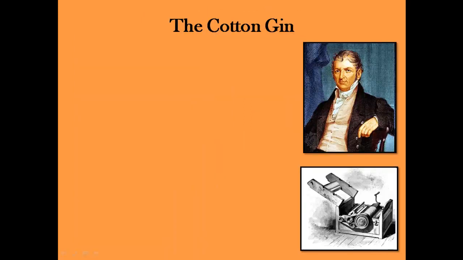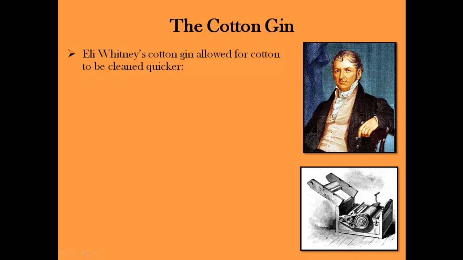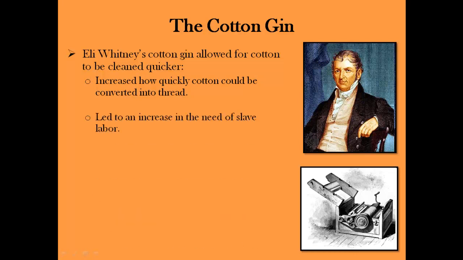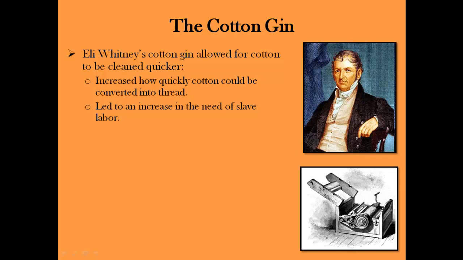Let's close the show by looking at the cotton gin. Eli Whitney's cotton gin allowed for cotton to be cleaned faster. Before, the seeds of the cotton had to be picked out by hand, which was very labor-intensive and required more slaves. The cotton gin Eli Whitney created dramatically increased how quickly cotton could be turned into thread. And while the machine made the need for slave labor less, the number of slaves actually increased as owners saw how much cotton they could produce.